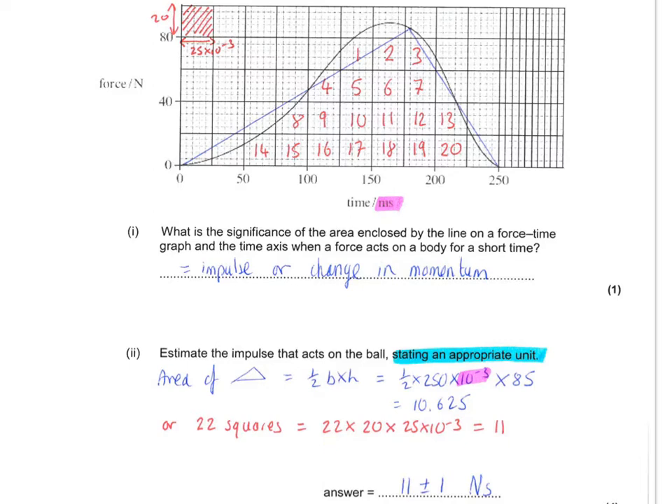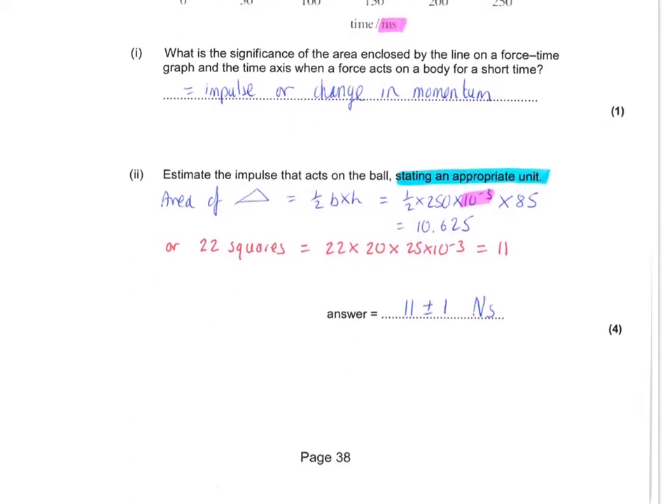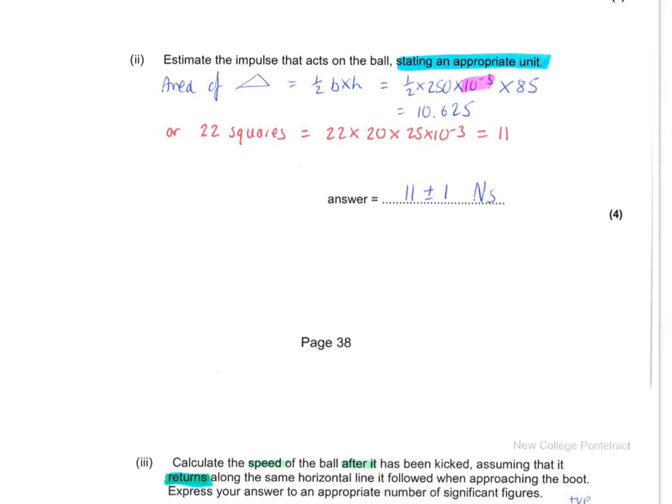So I have 22 squares, and the value of area corresponding to each square is given by its height, which is 20 newtons, multiplied by the base, which is 25 milliseconds. This leads to an answer of 11. You were asked to estimate this area, and the mark scheme would allow anything of 11 plus or minus 1. Don't forget to state the units as you were prompted, which would be newton seconds.